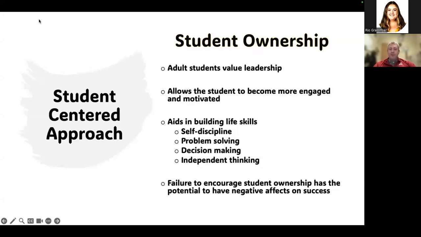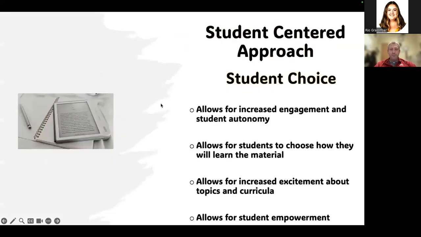Failure to encourage student ownership has potential to have negative effects on success as well. You know, if we're not encouraging them to build these desires and these life skills, there's no way they're going to pass the test. But there's so much more to this profession than the test, that we all know. They're never going to be a successful clinician. So ensure that you're making these four things a part of your everyday goal for your students: to help them build their life skills. That is certainly a part of our goal and our responsibility.